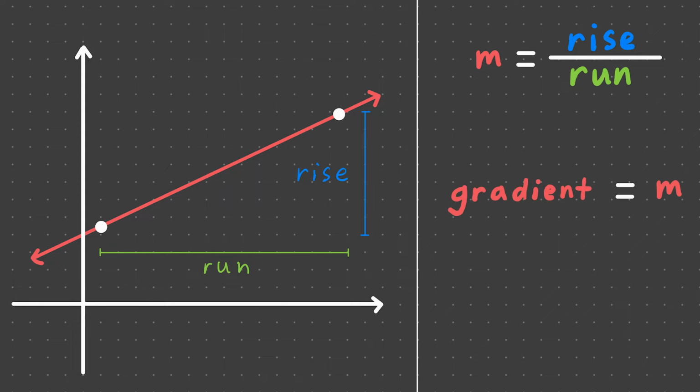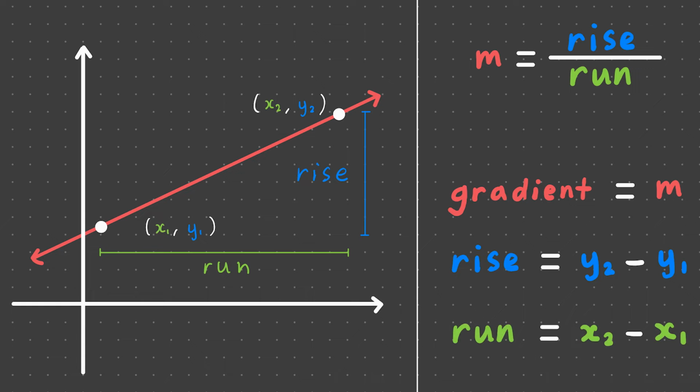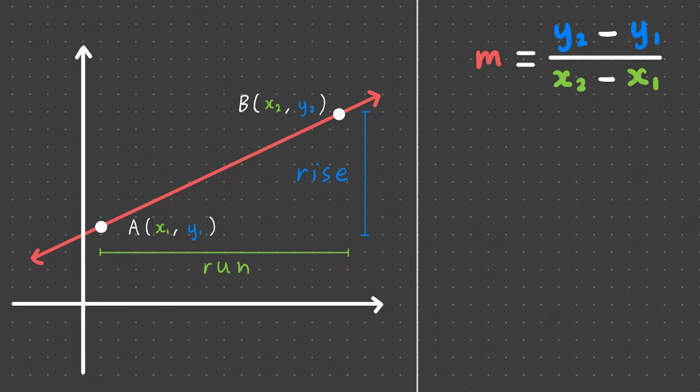We denote gradient as m, the rise as the difference between the y-coordinates of the 2 points y1 and y2, and the run as the difference between the x-coordinates of the 2 points x1 and x2. So, if you have two coordinates, A, where the x-coordinate is x1 and the y-coordinate is y1, and B, where the x-coordinate is x2 and the y-coordinate is y2, the gradient of the line through those 2 points will just be m equals y2 minus y1 over x2 minus x1.